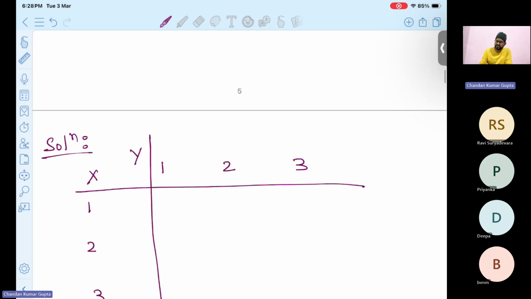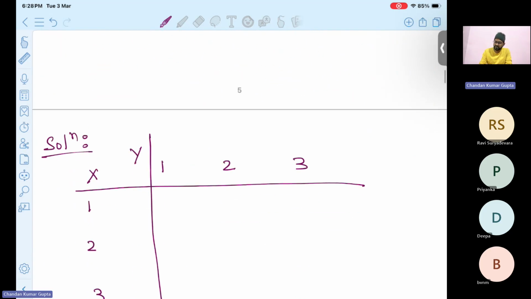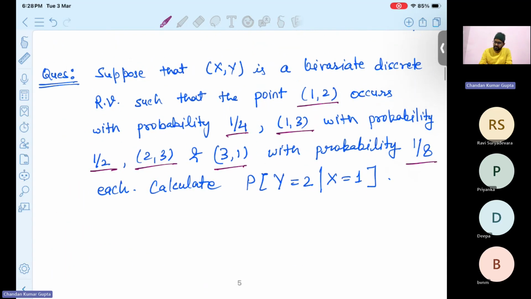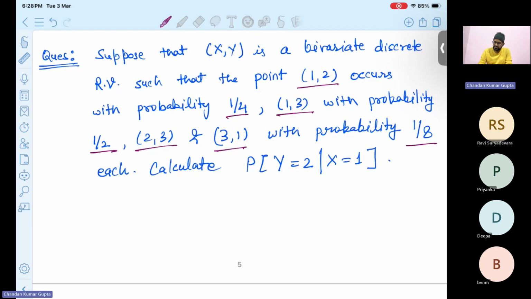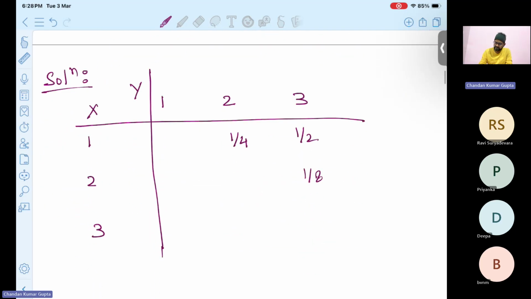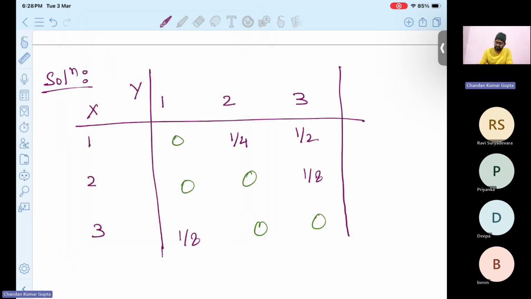And we are given some probability values, some prior information. So (1, 2) has probability 1/4, meaning X equal to 1, Y equal to 2 has probability 1/4. Then (1, 3) has 1/2. And (2, 3) and (3, 1) have probability 1/8 each. The rest of the values are 0, because those are not given. These are the information given in our question.